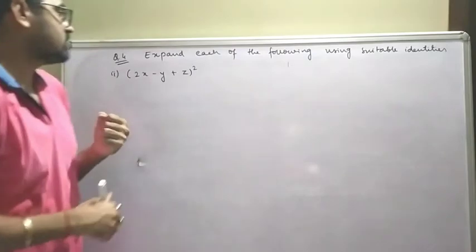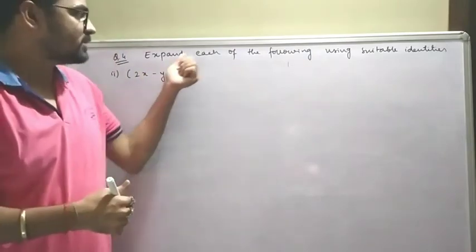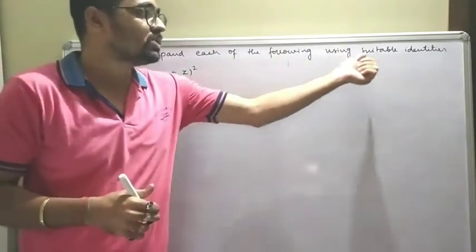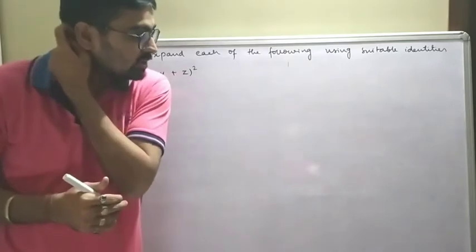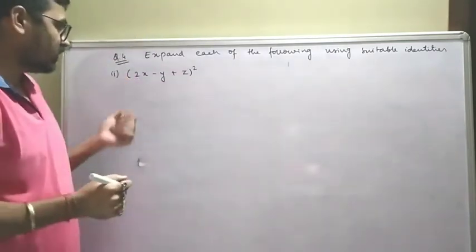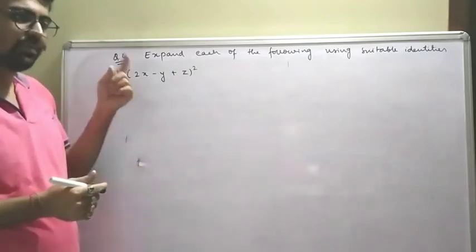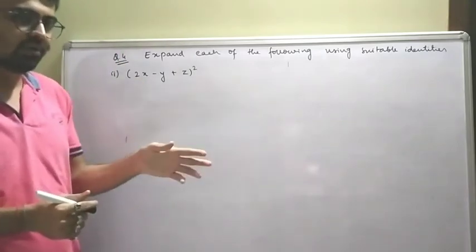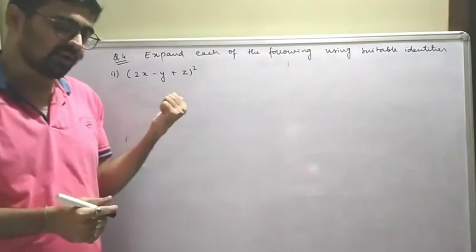Now let's get started with the question number 4. Expand each of the following using suitable identities. Now we want to expand with the help of a suitable identities. Now what I have, see, I directly went for the second one because the first one is very easy. We already know how to do that. We did this kind of examples as well.